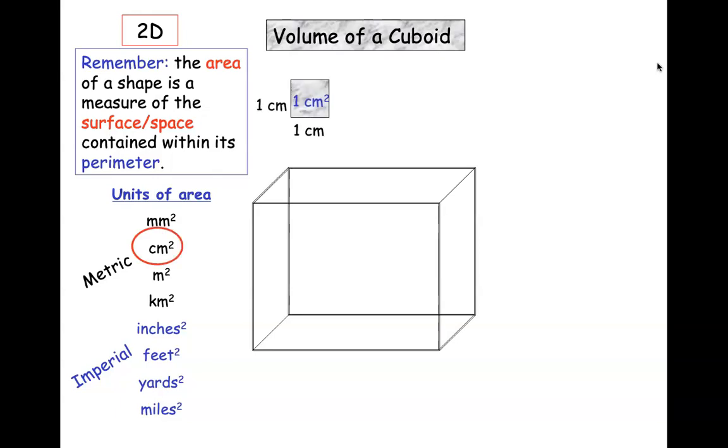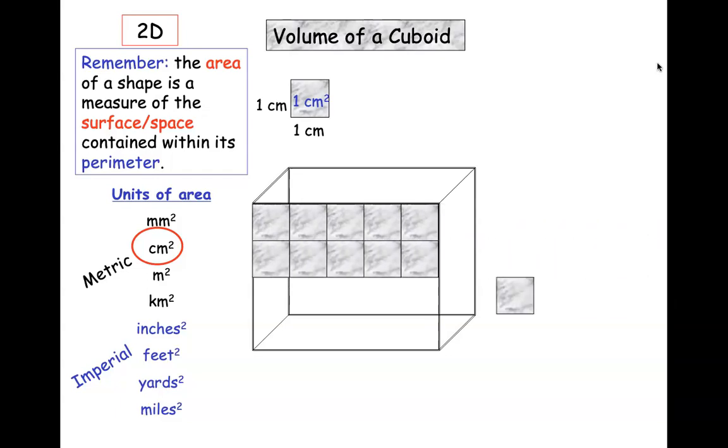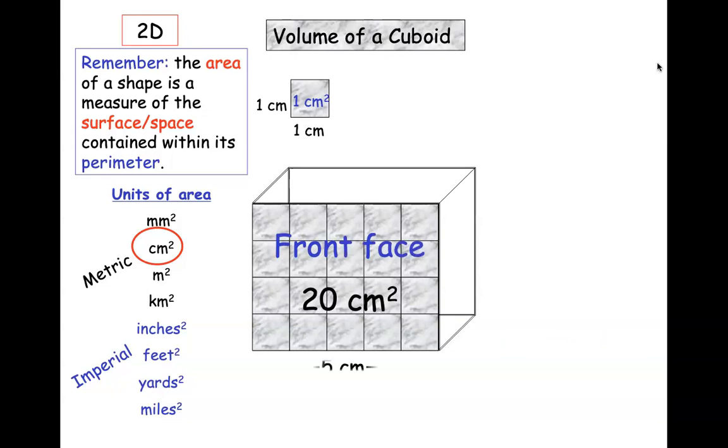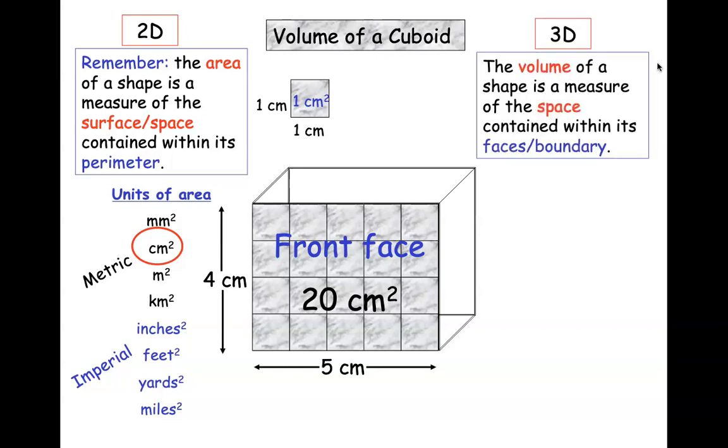So that was 1 centimeter squared. Okay, and when we worked out the area, as I'm showing you right now, we only worked out a 2-dimensional square. And you can see that that area is 20 centimeters squared because 5 times 4 is equal to 20. Okay, so that's a little recap on area for you.